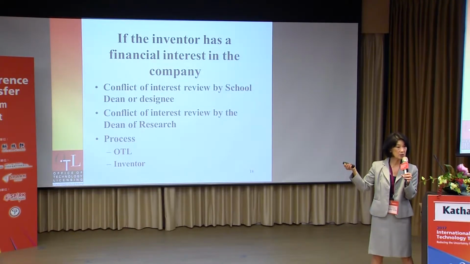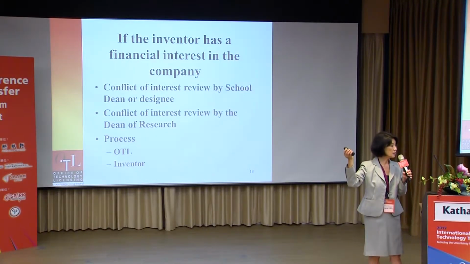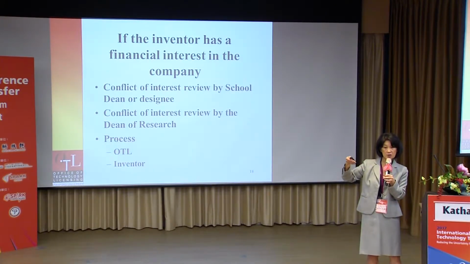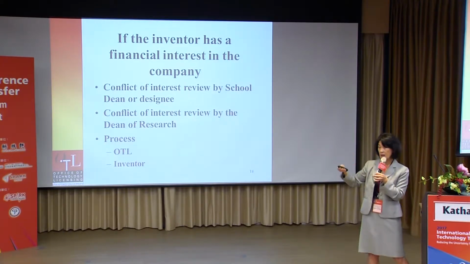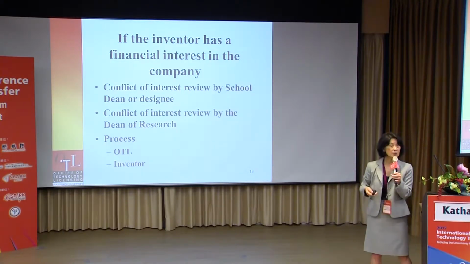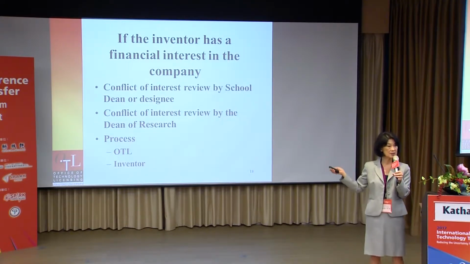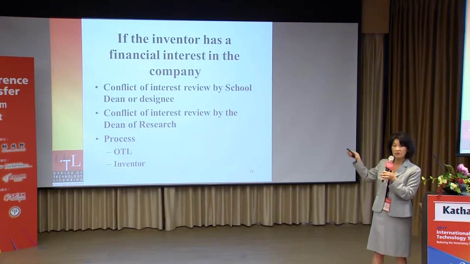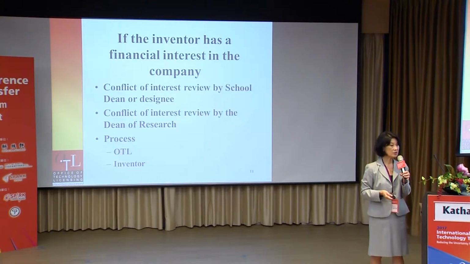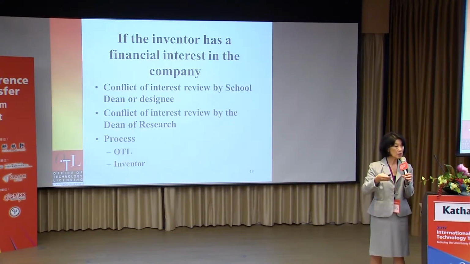If the dean's level agrees, and maybe the dean of research level is not sure, they will go back and forth, talk to each other, and decide how best to handle this. In the process, OTL, my office, has to submit a conflict of interest reason for why we choose this licensee. And then the inventor also has to submit a conflict of interest discussion about their conflicts, what they plan to do about separating the research.